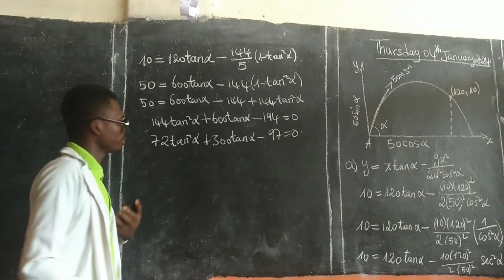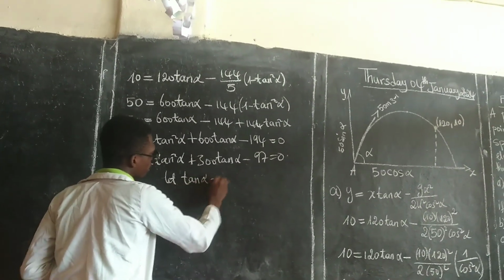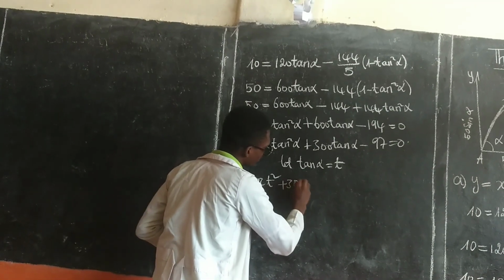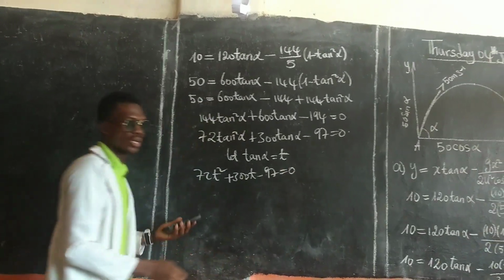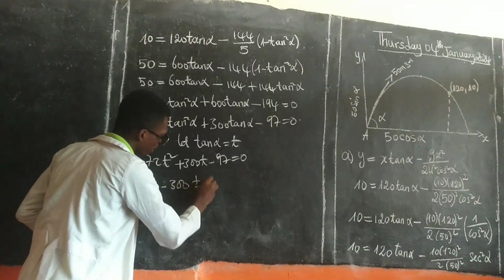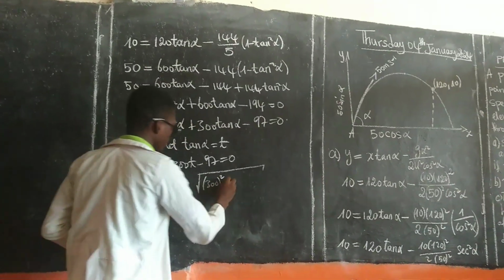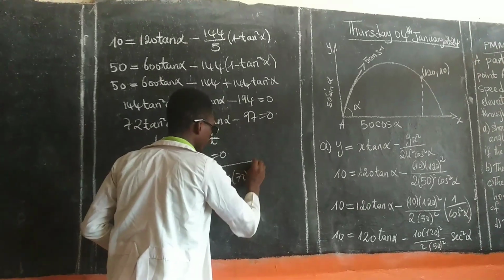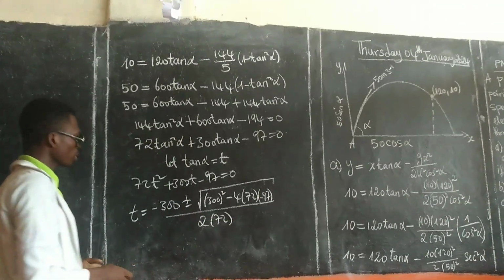So if we let tan of alpha be equal to t, we have that 72 t squared plus 300 t minus 97 is equal to 0, a quadratic, and so t is going to be negative 300 plus or minus the square root of 300 all squared minus 4 times 72 times negative 97, all that divided by 2 times 72. We evaluate.